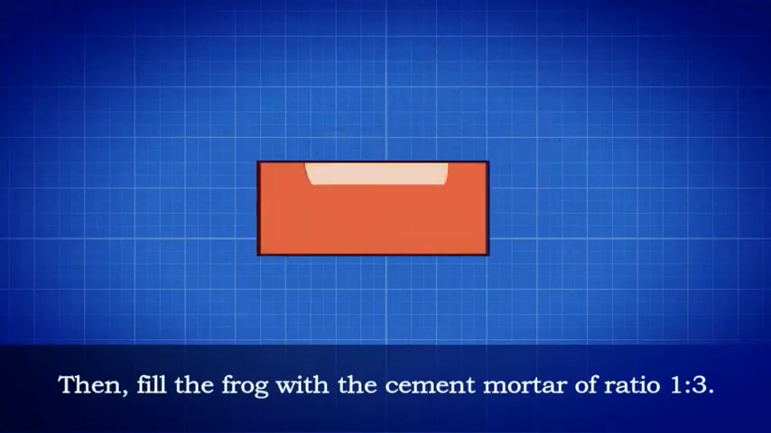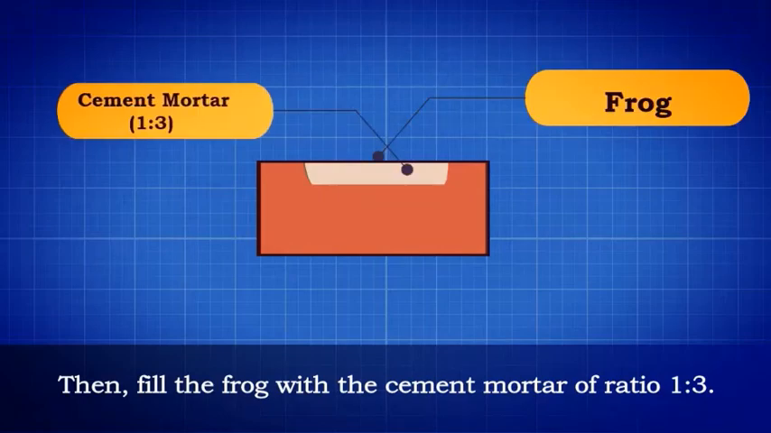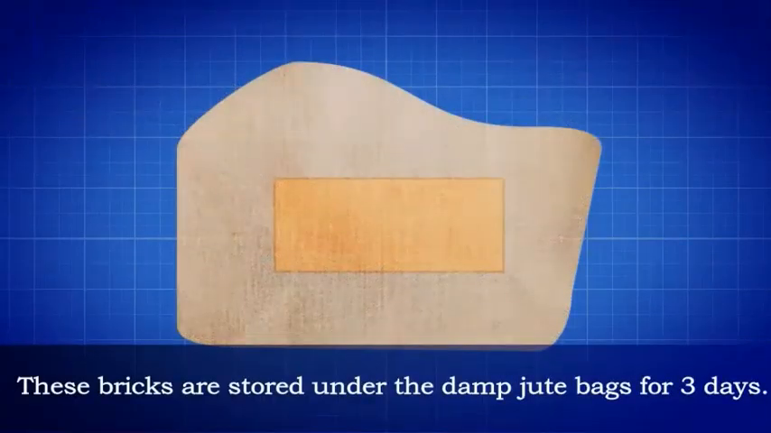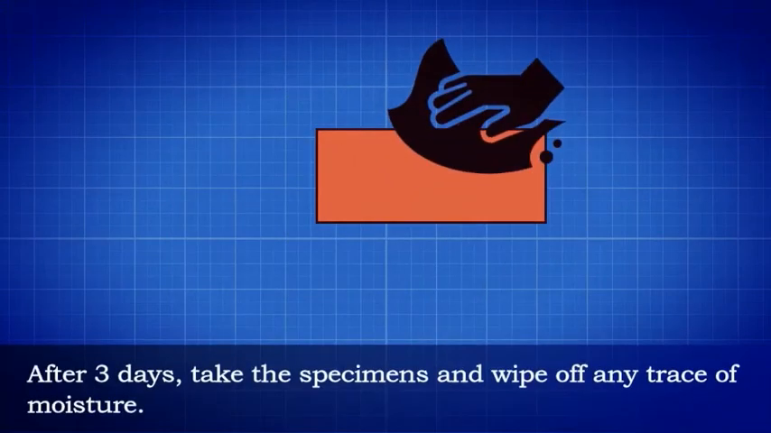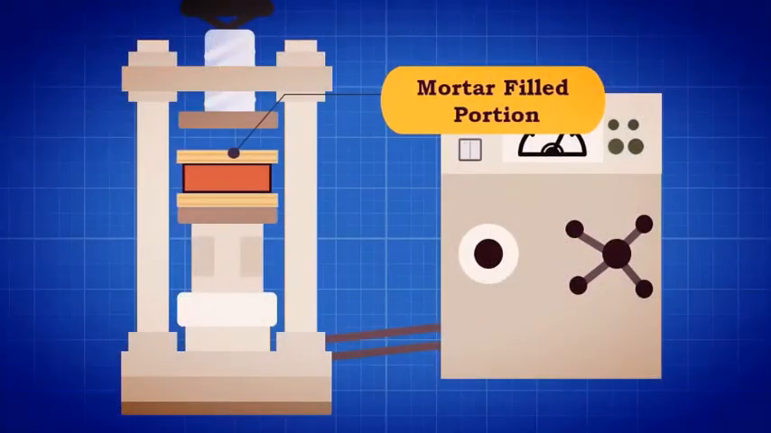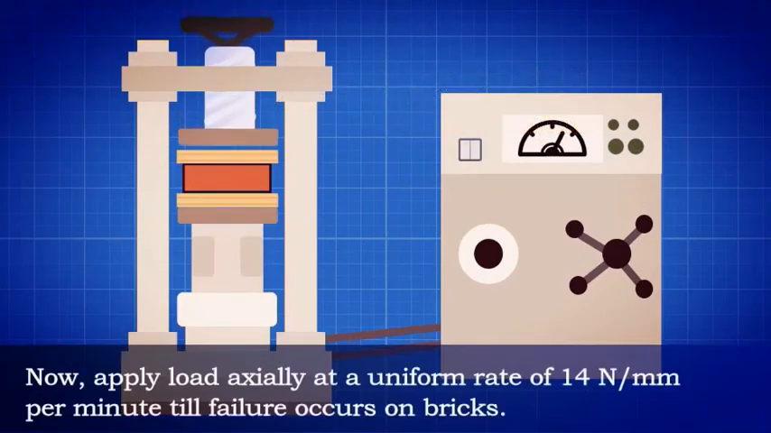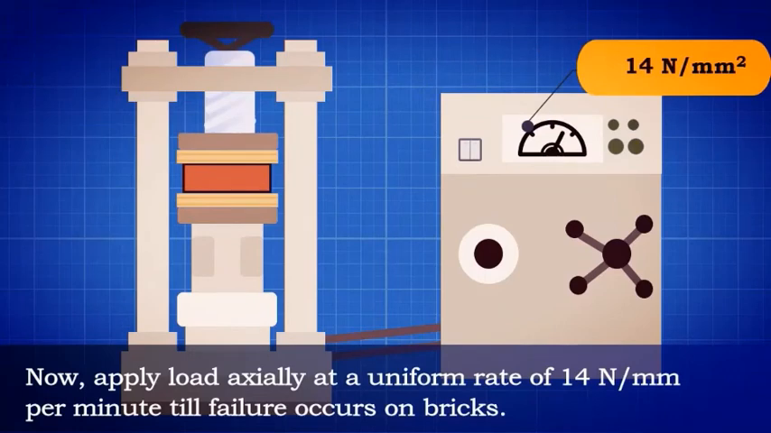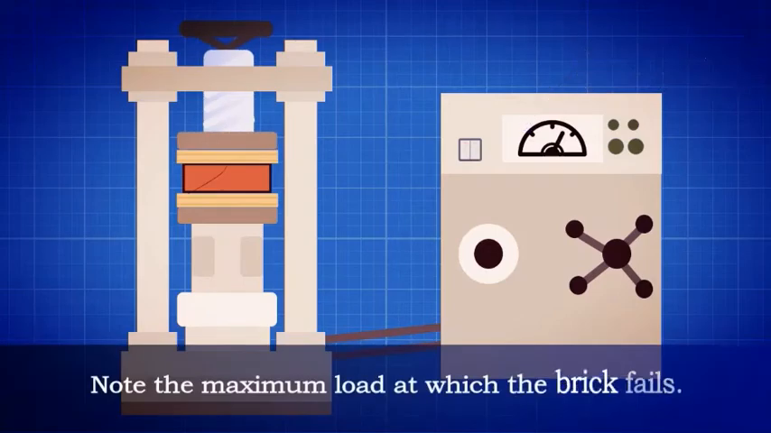Then, fill the frog with cement mortar of ratio 1:3. These bricks are stored under damp jute bags for 3 days. After 3 days, take the specimens and wipe off any trace of moisture. Place the specimens with 3 mm plywood on both sides in the compression testing machine, with the mortar-filled portion facing upwards. Now, apply load axially at a uniform rate of 14 Newton per mm square per minute till failure occurs on the bricks. Note the maximum load at which the brick fails.